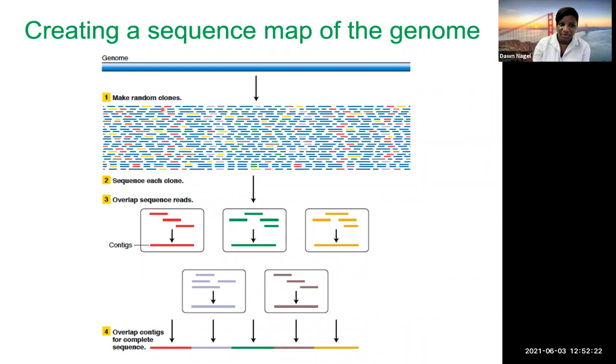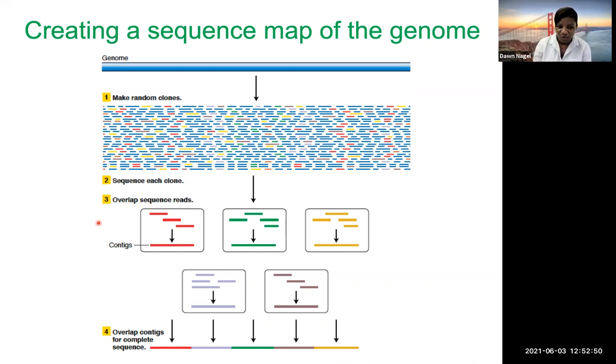So you need to take these pieces and make them into a random clone. You put them into a cloning vector. And then you sequence those cloning vectors with those little pieces. So you have all these little pieces now. What do you do with these little pieces? You need to now assemble them back into a full genome sequence, right? You need to assemble them back into the chromosomes, right? You need to put them where they belong in the genome.